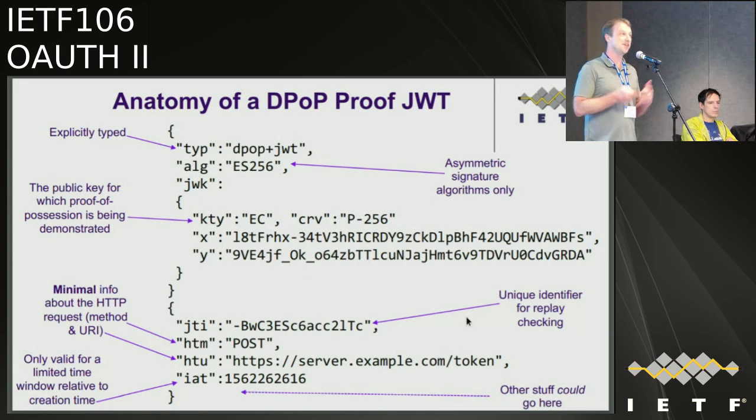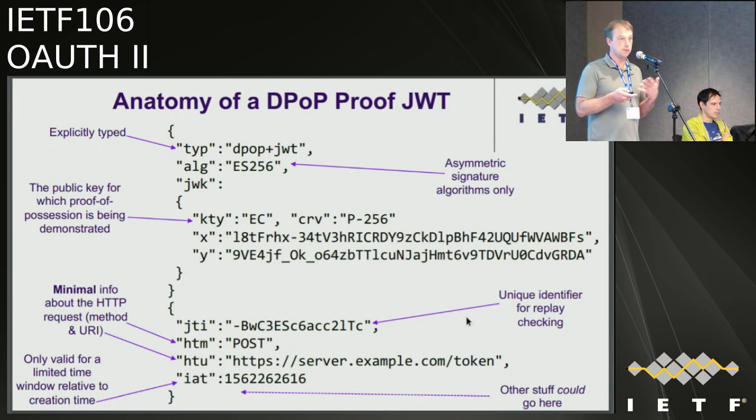The DPoP proof JWT is a JWT. Here's what it looks like on the inside. The header atop here has some explicit typing, because that's a thing we do now. Asymmetric-only algorithm support, and then the public key in JWK format in the header. This is the key that signed it, and the public key is there. So it's basically just saying, hey, here's a JWT. I signed it with this key, and you can know that because you verify the signature. It's just showing possession of that key.